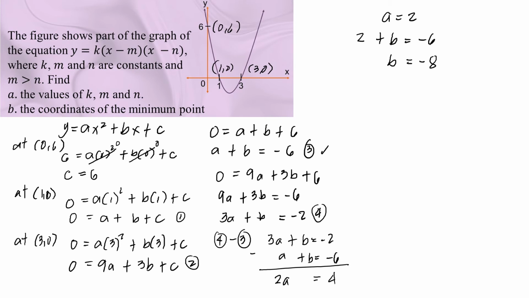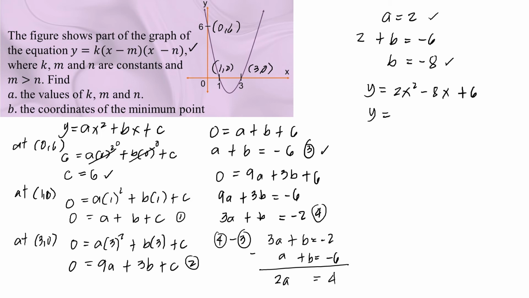Now we have a equals 2, b equals negative 8, and c equals 6. I-substitute natin dun sa general form, meron na tayong quadratic function. Y is equal to 2x squared minus 8x plus 6. I-rewrite natin ang quadratic function sa form ng y is equal to k times quantity x minus m times quantity x minus n. Gawin natin.